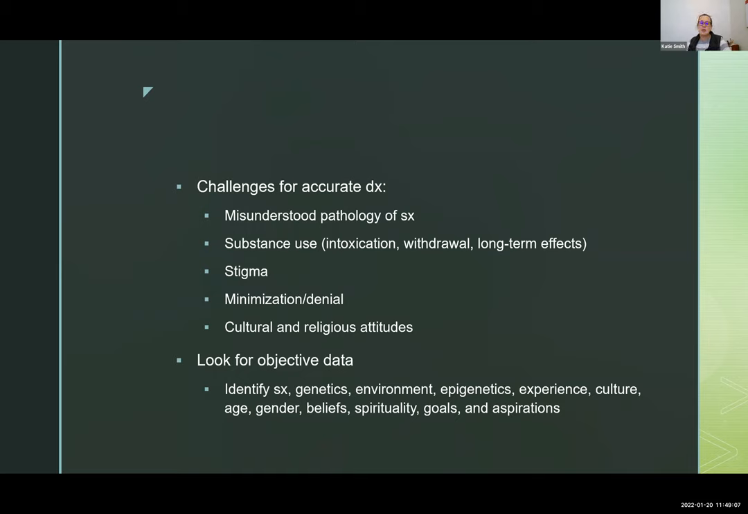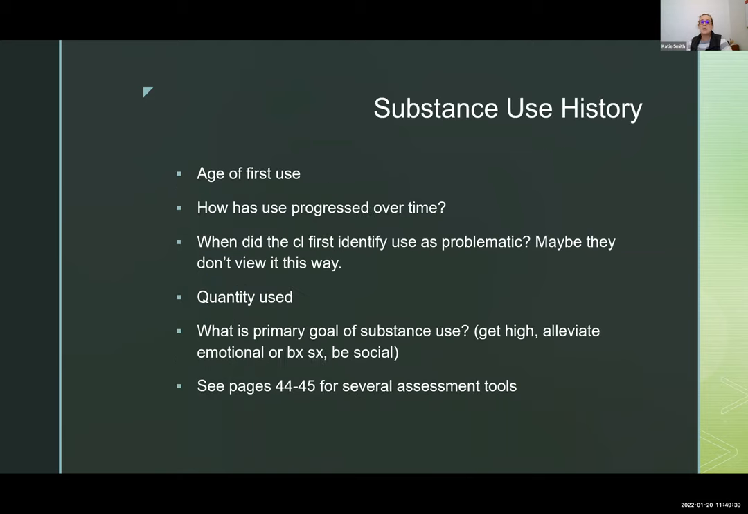And so what we want to do is we really want to look for objective data. So objective data are things like, what are your symptoms? And again, those can be subjective to a degree, but a symptom is a symptom. Maybe they're not giving us all of them, but they are what the client is experiencing. Genetics, environment, epigenetics, experience, culture, age, gender, beliefs, spirituality, goals, aspirations. We are including those all throughout our assessment.